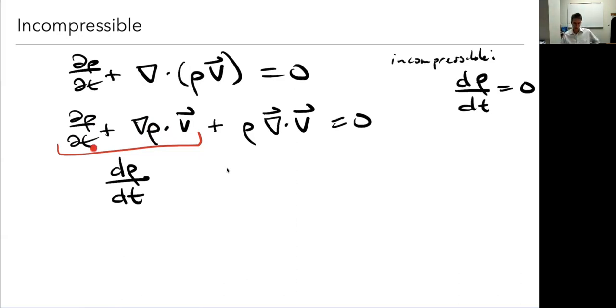In fact, neither of these terms has to be zero to be incompressible, just that the sum of them has to always be zero. So in other words, I could have density changing at some point in time, and I could have density changing as I move through the fluid, but the density, once I combine them, can't be zero. So when could that occur?